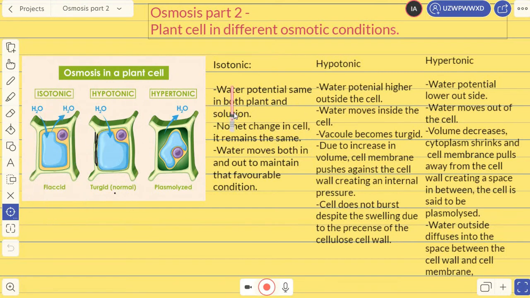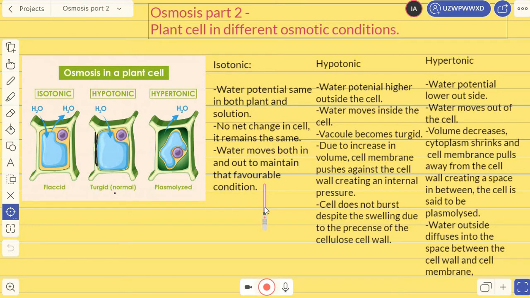Just to clarify and further explain it, I've written down that water potential is the same in both the plant and solution. So what happens is that there is no net change in the cell. The cell itself remains the same. It doesn't get big or small. It remains in its original regular shape. Water moves both in and out to maintain that favorable condition.